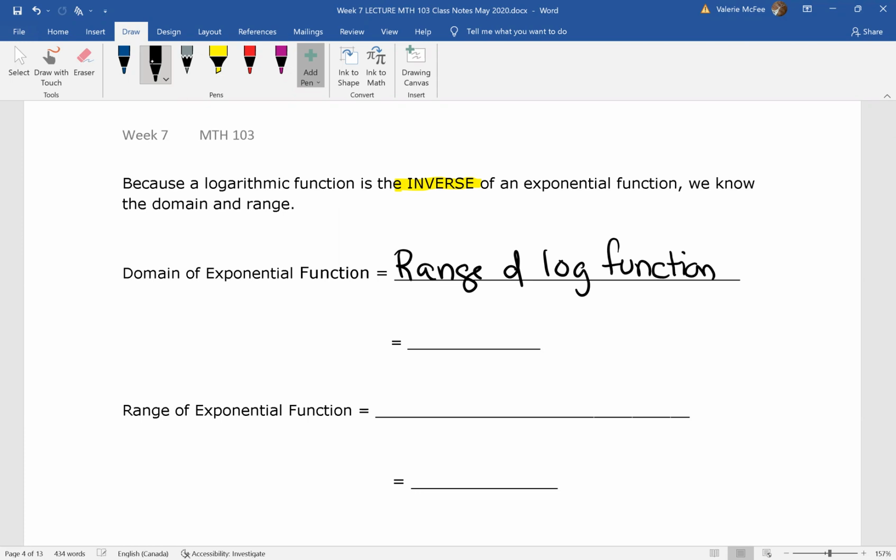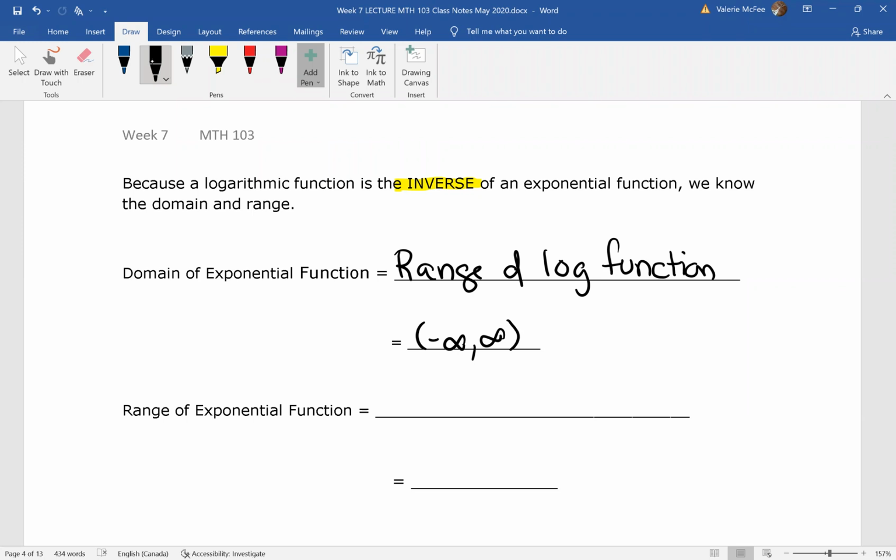What was the domain of an exponential function? Do you remember? It's the set of all real numbers. So the range of our log function is the set of all real numbers. What about the range of our exponential function? We had that horizontal asymptote.